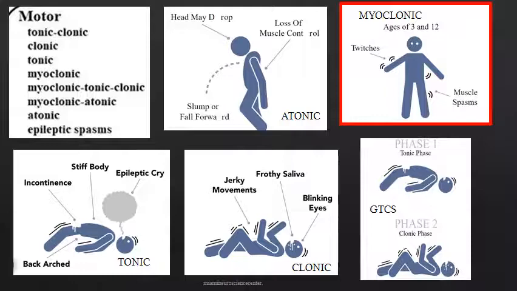Epileptic spasms that you see last on the list typically occur in infants. They're usually called infantile spasms in children under the age of 1. And the importance of differentiating these different types is the medication of choice can be different. For example, in an epileptic spasm or infantile spasm, the medication of choice is not an anti-epileptic medication at all, but rather a steroid.